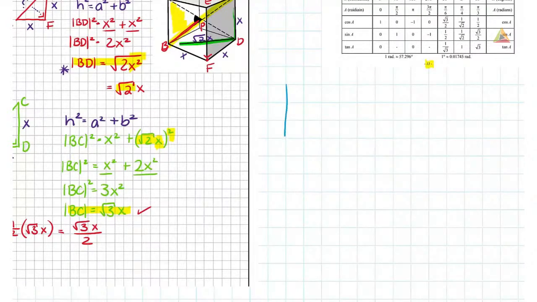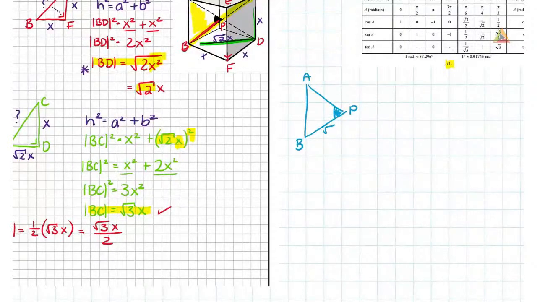If that happens in the exam, obviously, you have extra paper at the back, or you can ask for some extra paper. So this is what we're looking for in here. Filling in what I know. Well, I've just found that BP is root 3 over 2x, and AP is going to be exactly the same on the other side, obviously.